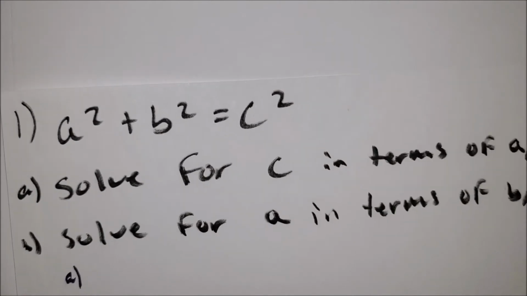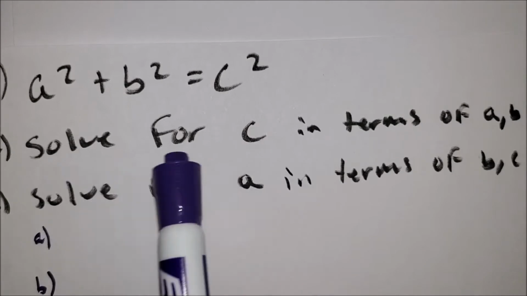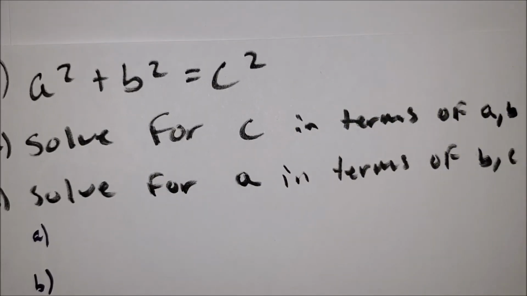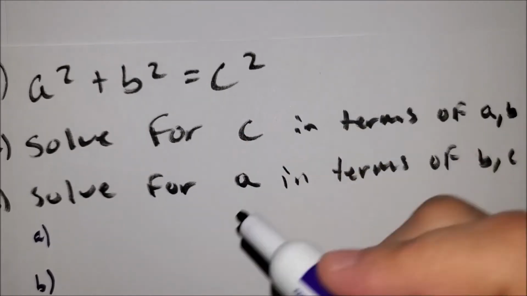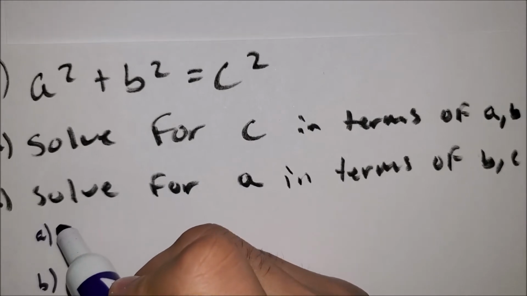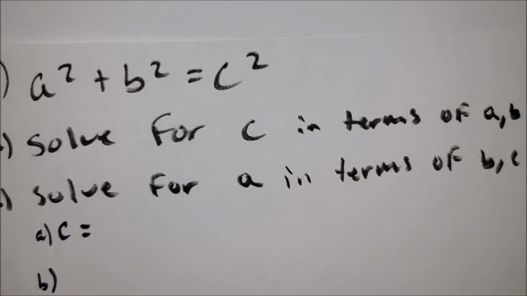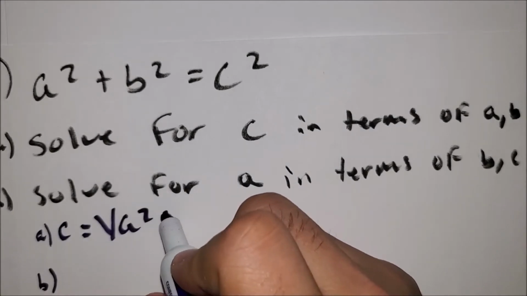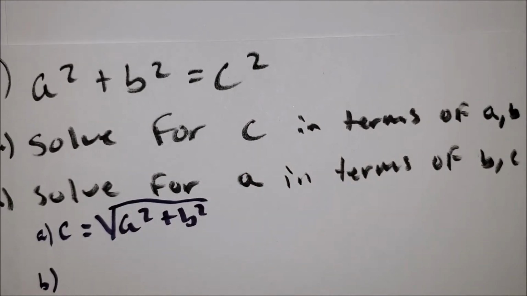So first, let's look at our a squared plus b squared equals c squared. Here we're going to solve for c in terms of a and b. Well, that's actually very simple, considering we already have c squared by itself over here. All we need to do is square root both sides, and we get c equals the square root of a squared plus b squared. All we had to do was square root both sides.